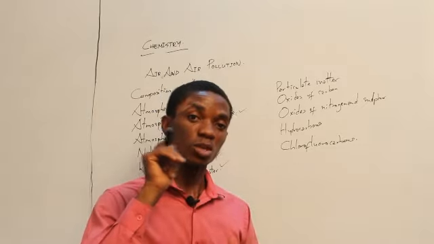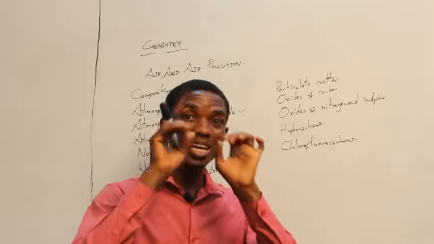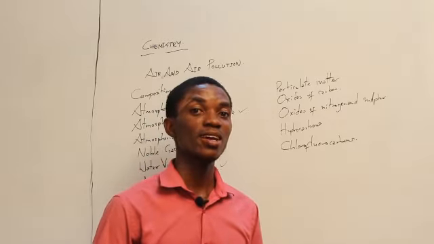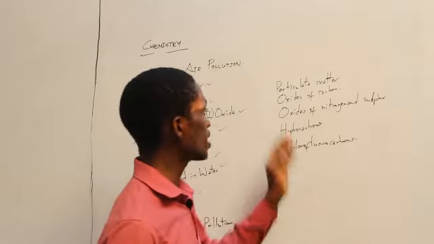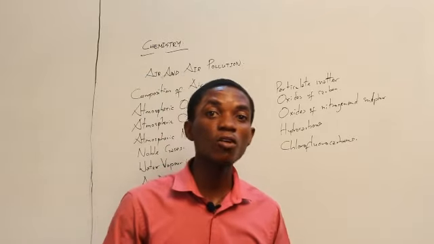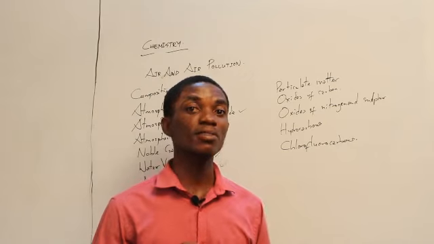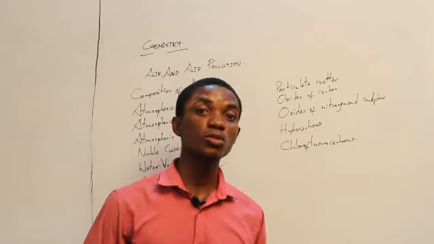You can actually pick it out. You can actually see these particular compounds in the air. So these are particulate matters. Also, we have the oxides of carbon. There are two major oxides of carbon: carbon 4 oxide and carbon 2 oxide.